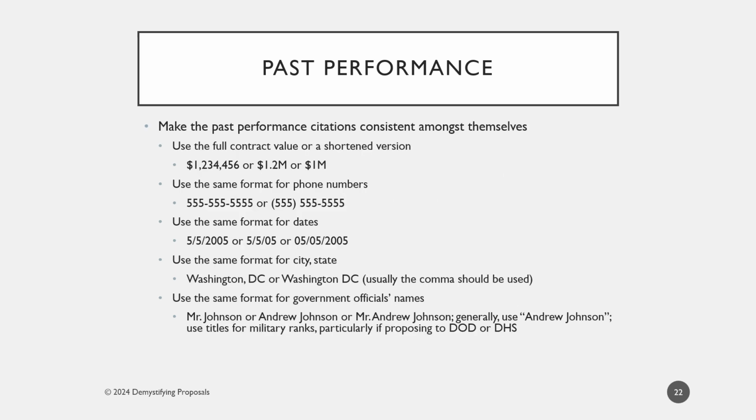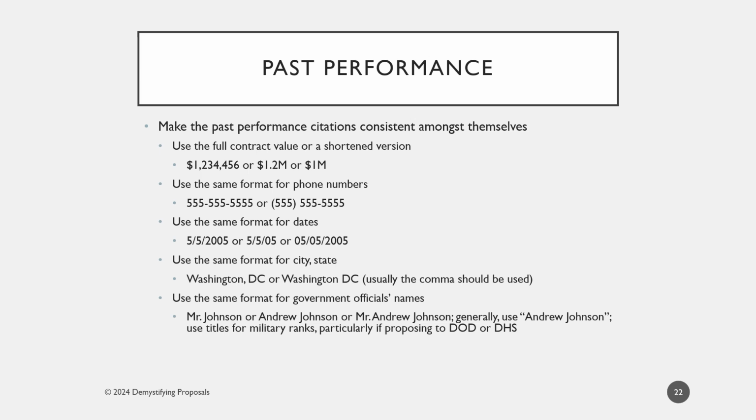A few other notes on past performance citations. You want to make sure that you make the past performance citations consistent amongst themselves. So you can either use the full contract value, $1,234,456, or you can use 1.2 million, or you can use 1 million, but be consistent in each of your citations. If it's important that the value be of a certain size, then think about that when you contract the value, because that may not show the information that you need in order to be compliant.